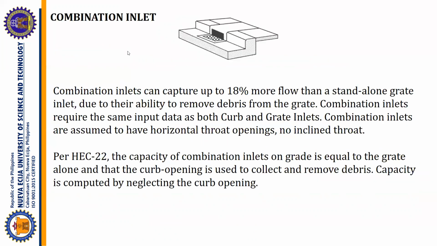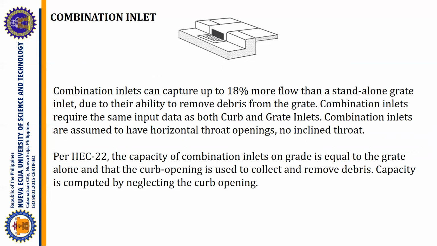So yung kanina natin is curb inlet and grate inlet. So yung third natin is will be called combination inlet. So yung combination inlet natin, makikita natin sa figure, may kasama siyang curb inlet and grate inlet. So makikita natin dito, may sala-sala, tapos open pa siya dito. Combination inlets can capture up to 18% more flow than a standard grate inlet alone.